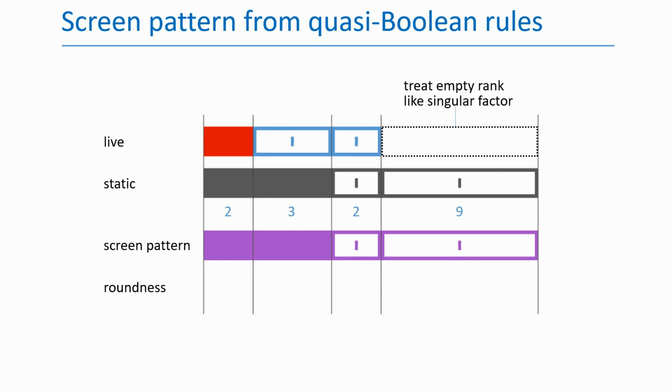Let's work the example. At the lowest rank, static and live are both plenary, so the screen pattern is plenary. At the next rank up, only the static is plenary, but for an OR operation, one plenary factor in either chain is enough, so the screen pattern is plenary again. At the next rank, both chains are singular, so the screen pattern is singular. And finally, at the top rank, there is no live factor, but for this purpose, we treat an empty rank like a singular factor. So again, both chains are singular, and the screen pattern is singular. Now we've calculated the factor chain for the screen pattern.